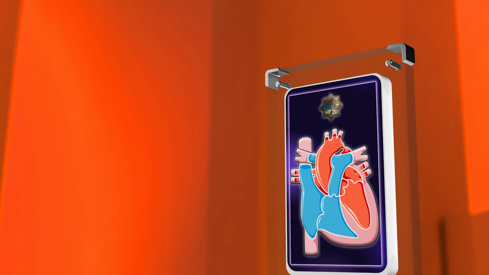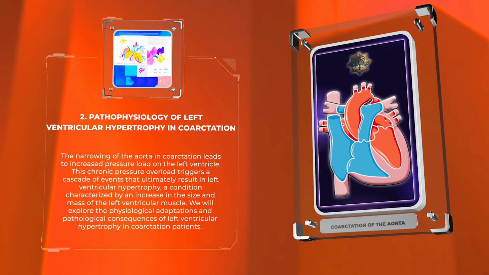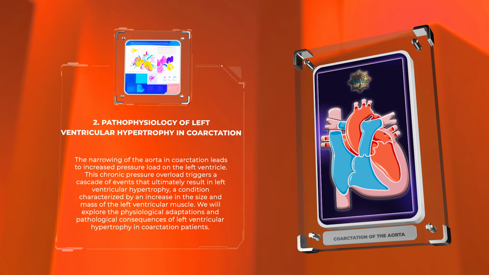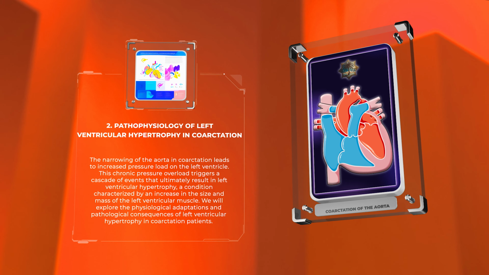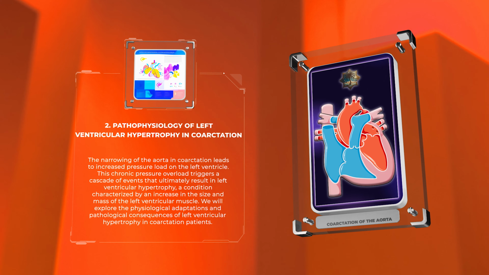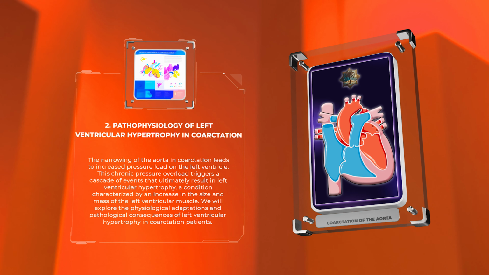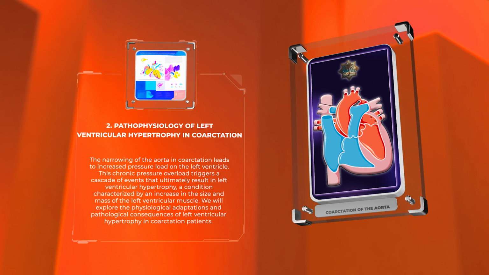The narrowing of the aorta in coarctation leads to increased pressure load on the left ventricle. This chronic pressure overload triggers a cascade of events that ultimately result in left ventricular hypertrophy, a condition characterized by an increase in the size and mass of the left ventricular muscle. We will explore the physiological adaptations and pathological consequences of left ventricular hypertrophy in coarctation patients.